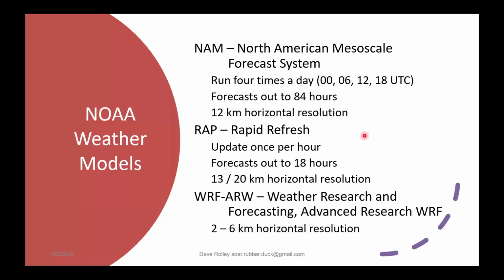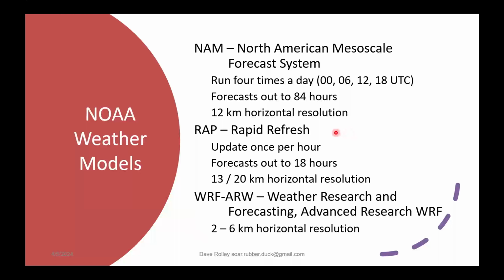There's the RAP, the Rapid Refresh. It updates once per hour. Its forecast only goes out 18 hours. And depending on the setup for the run, it may be 13 or 20-kilometer horizontal resolution. And then the WRF, the Weather Research and Forecasting model, feeds an advanced research weather model. This is another one that we end up using, and that comes out with a 2 to 6 kilometer resolution, depending on the settings for the run.